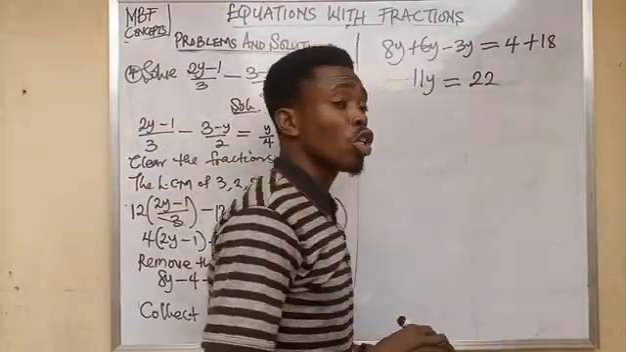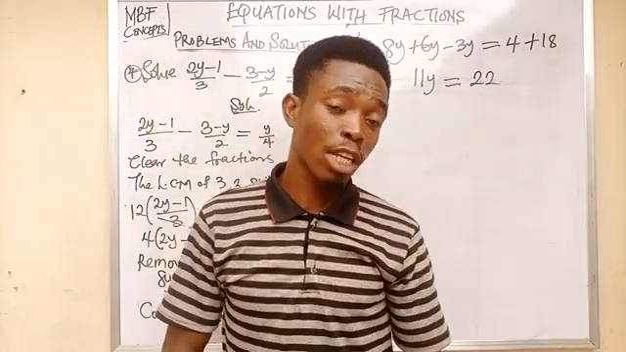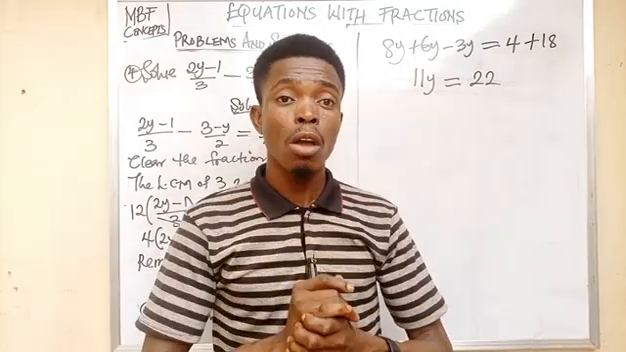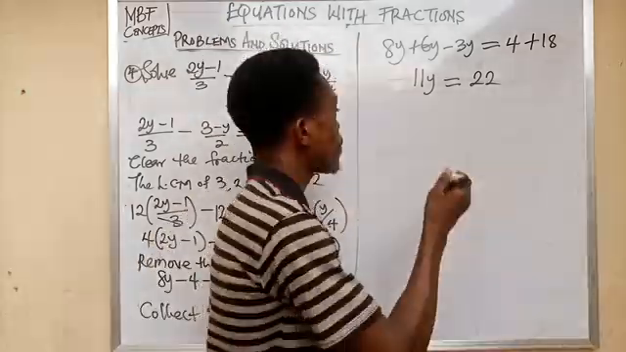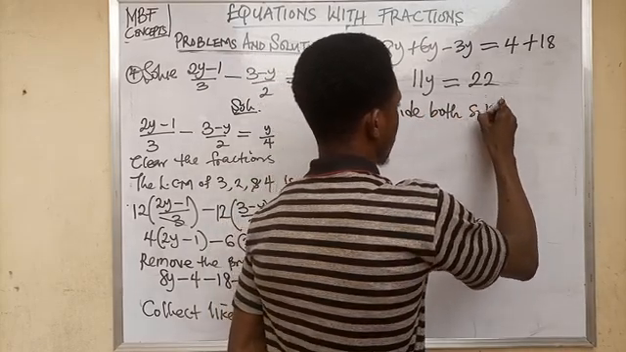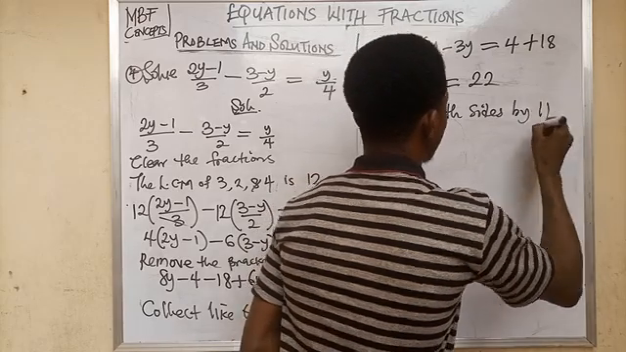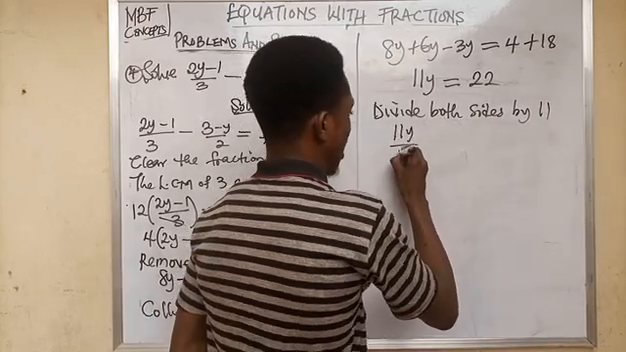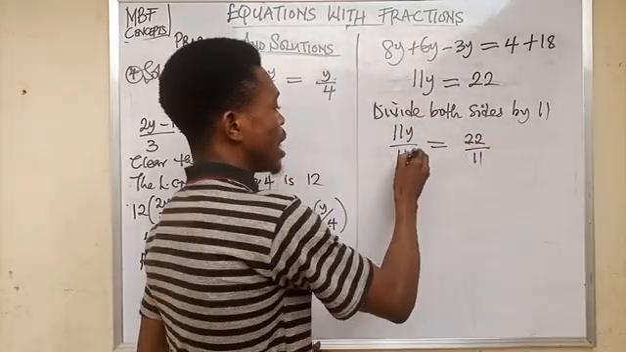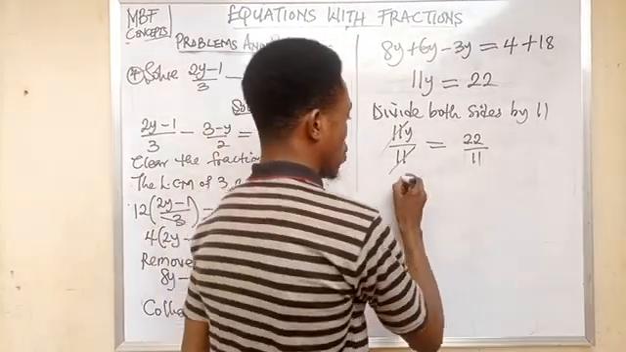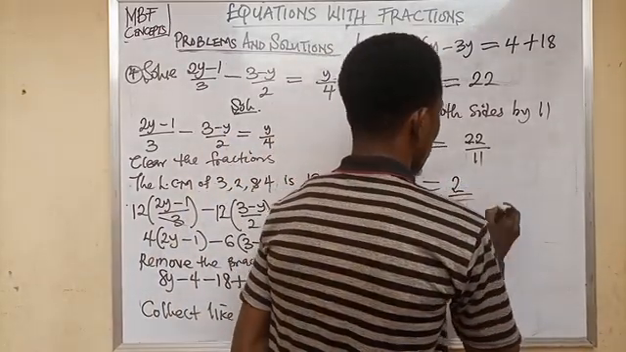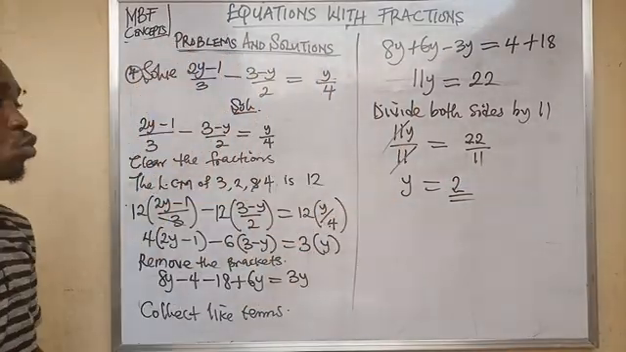The next thing we are quickly going to do is to make the coefficient of y to be 1. And how do we get that obtained? We are simply going to divide both sides by the coefficient of what? Y, which is the variable. So we simply say divide both sides by 11, and we are going to have 11y over 11 is equal to 22 over 11, guys. 11 divided by 11 will give us 1y, so we'll put down y is equal to 22 divided by 11, guys. We have 2. So for this question, the answer to this complex question is 2.